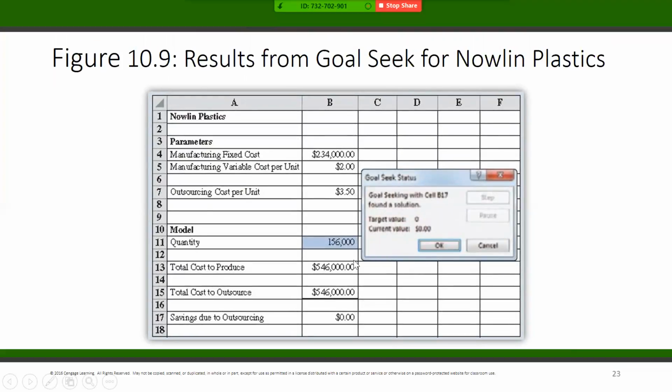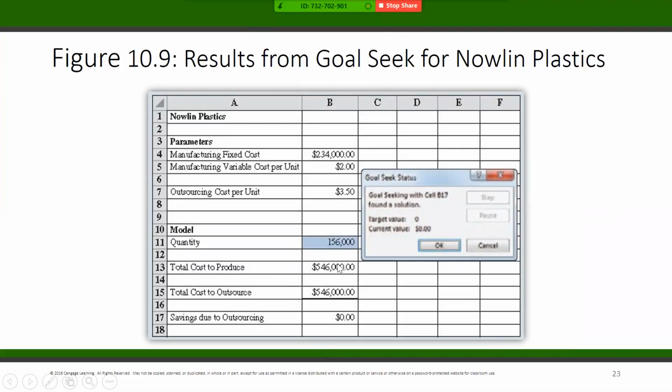And when we do that and say go, it says we got 156,000 is going to be our goal, okay? It tells you the goal seeking with cell B17 found a solution, the target value of 0, and the current value is 0, and that's at 156,000 units. So when the annual quantity required is 156,000, it costs 546,000 to either manufacture or to produce it. They both are the same, okay? So to produce and to outsource cost the same.